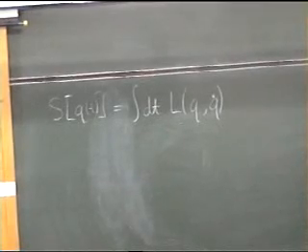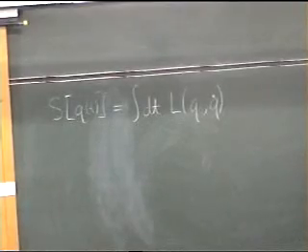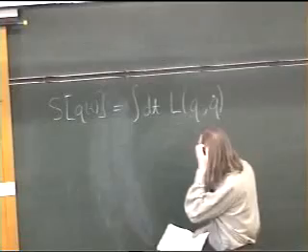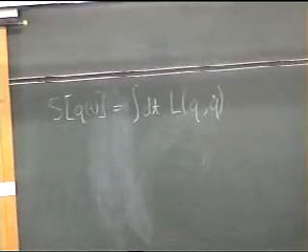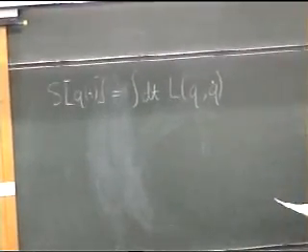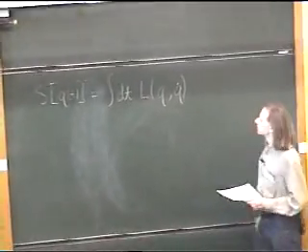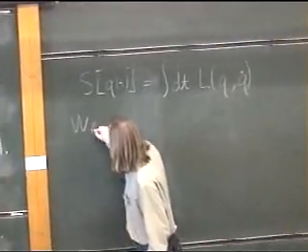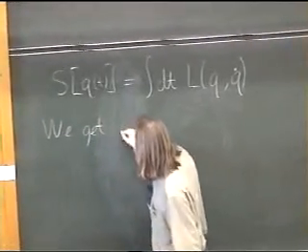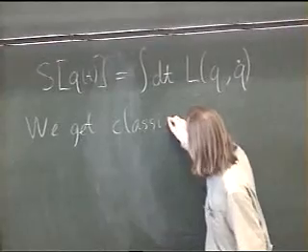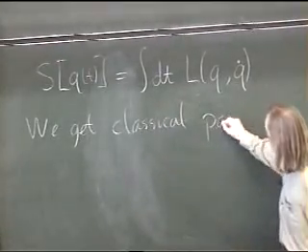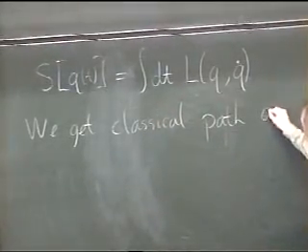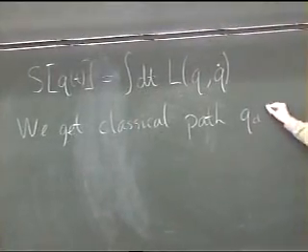Who is familiar with deriving the Euler-Lagrange equations from this sort of formalism? Who's not familiar with that? Okay, two or three. Well, let's quickly sketch what you do. We get the classical path, so let's call it q classical of t.